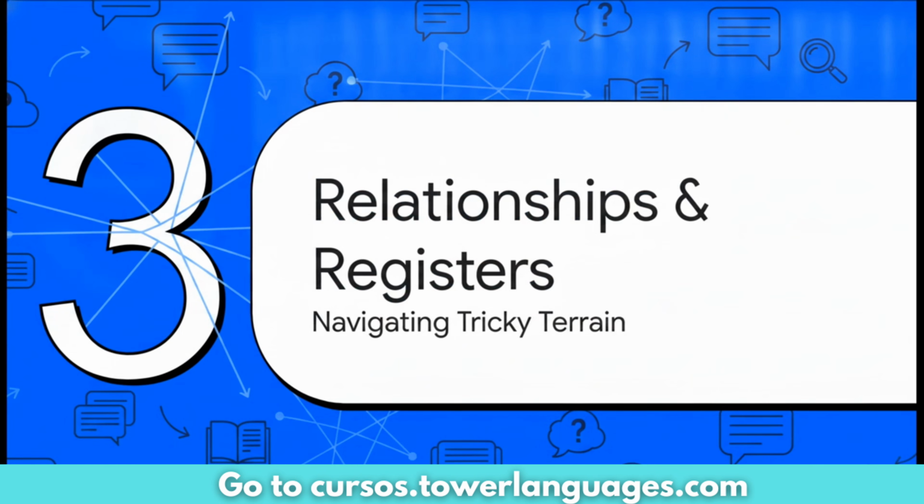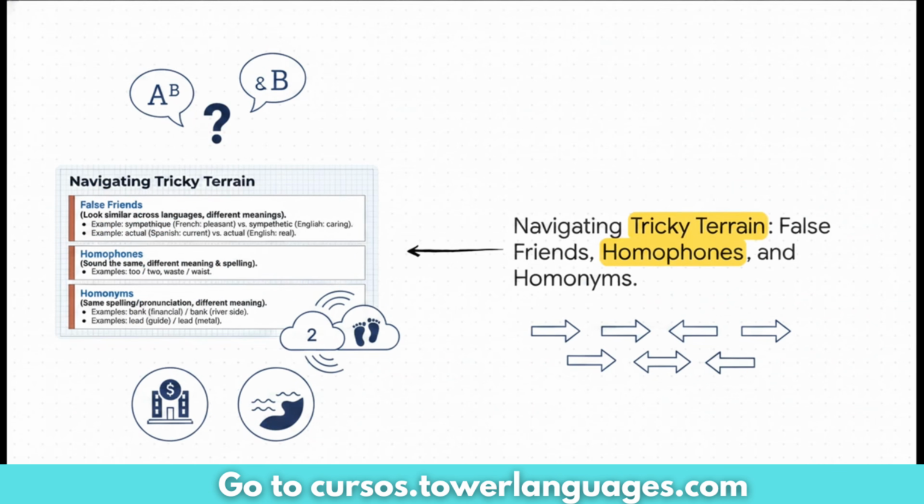All right, on to Section 3: Word Relationships and Registers, Navigating Tricky Terrain. As teachers, it's our job to help learners navigate some notoriously tricky linguistic terrain. First off, you gotta watch out for false friends. These are words that look incredibly similar across languages but mean totally different things. Like actual in Spanish means current, but in English, it means real. We also need to keep an ear out for homophones. Those are words that sound the exact same but have different meanings and spellings, like to and two.